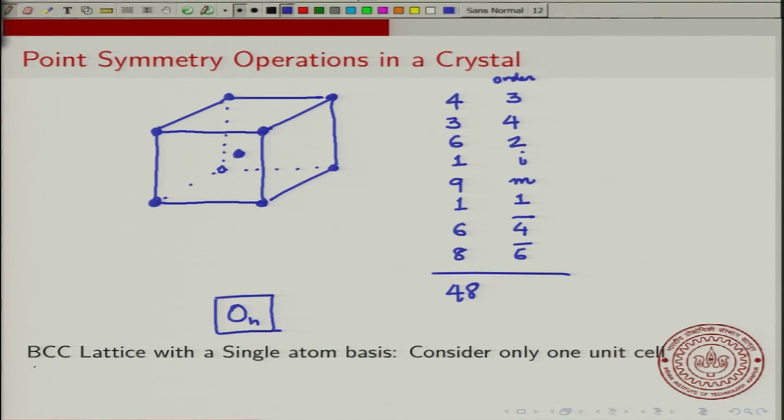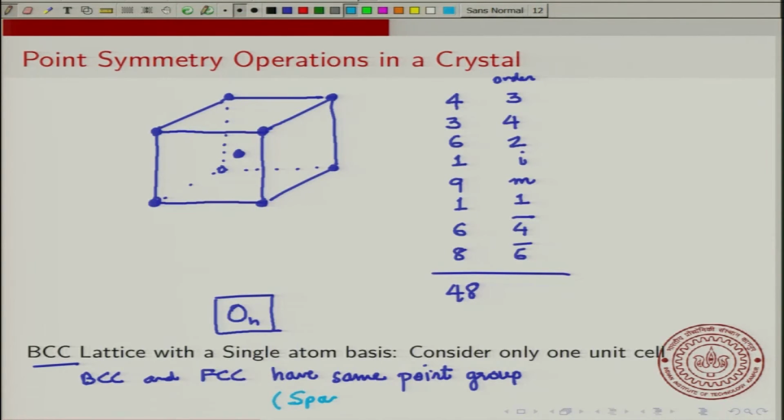Okay. So, BCC and FCC and simple cubic also have the same point group, or they belong to the same point group. Okay. So, the point group of BCC and FCC is the same. Okay. There is no difference in the point groups of FCC and BCC. Okay. However, keep in mind that space groups are different. Okay. Space groups, we will show that they are quite different.